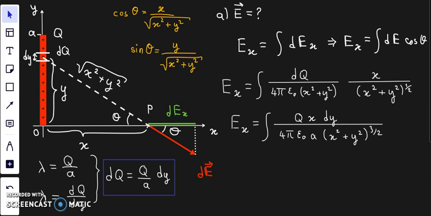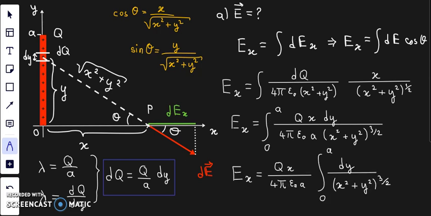Now that I have my correct integration variable, I can also include the integral boundaries. Y runs from 0 to A, like so. Next, let's take out all the constants. So anything that doesn't have y in it, let's put those out of the integral, and then we'll take the integral.